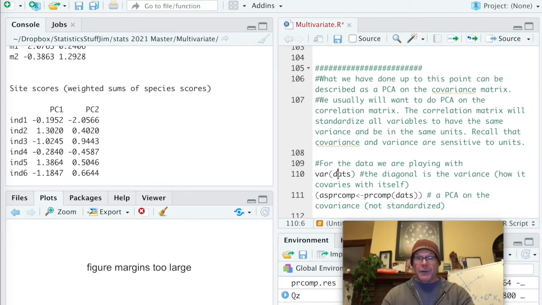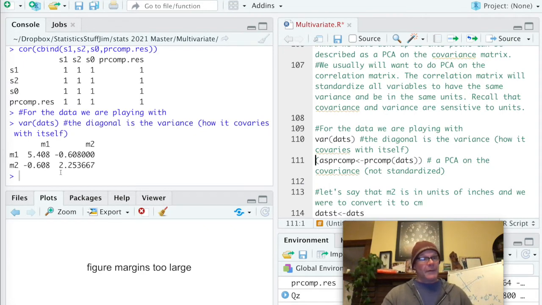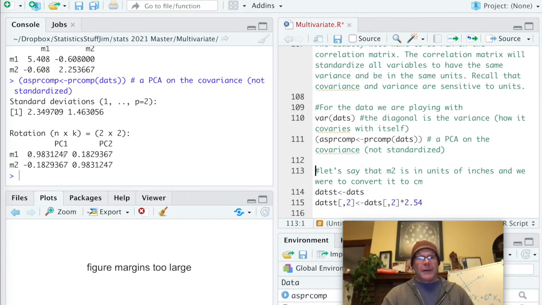And so if we were to look at the matrix that we've been playing with up to this point, this is the variance for M1, this is the variance for M2, and then this is the covariance between M1 and M2. And it's sensitive to those units. That is the matrix that, behind the scenes, the prcomp or the RDA function was decomposing when it was coming up with our principal component axes. And so as a consequence, these numbers are going to be influenced by the units.